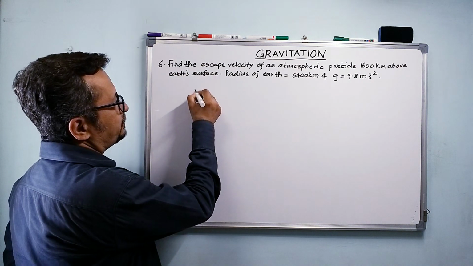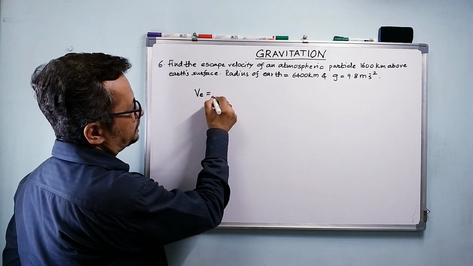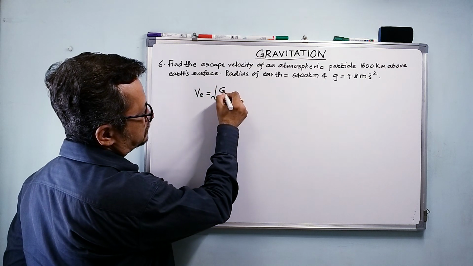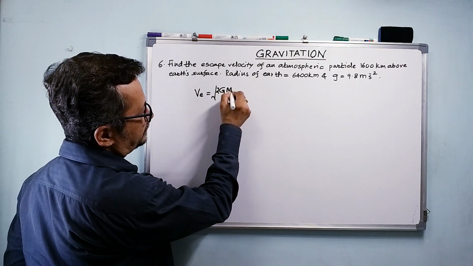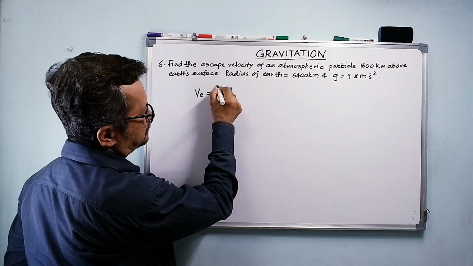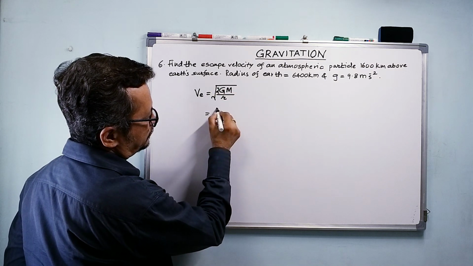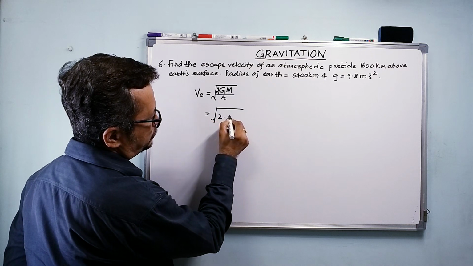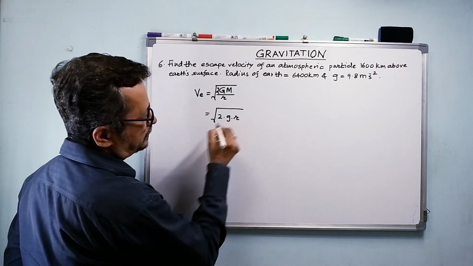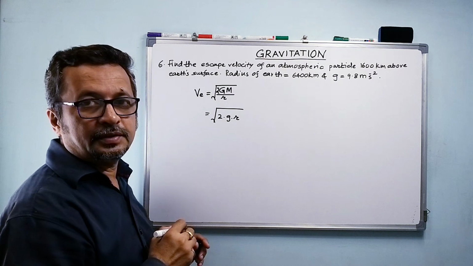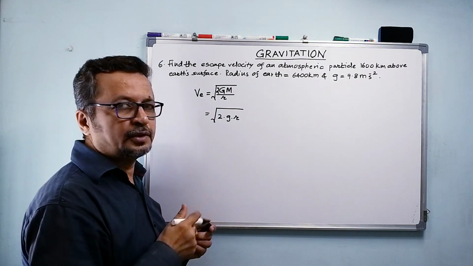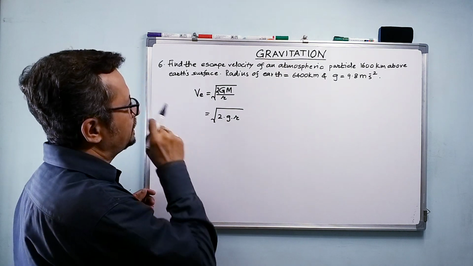We have the formula for escape velocity as root of 2GM upon r. Correct. So that is equal to root of 2 into g into r, because my g is GM upon r square. Correct.